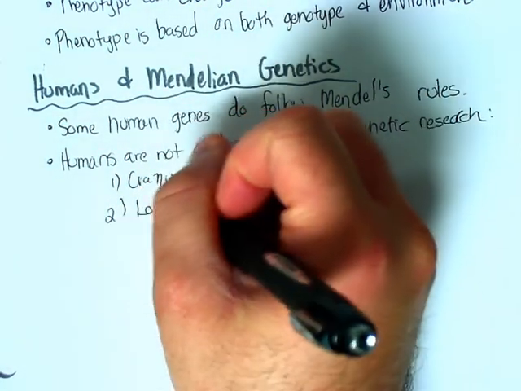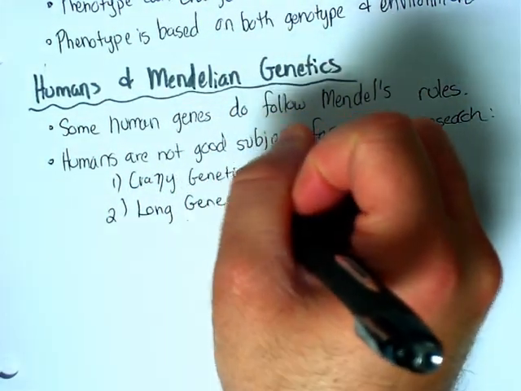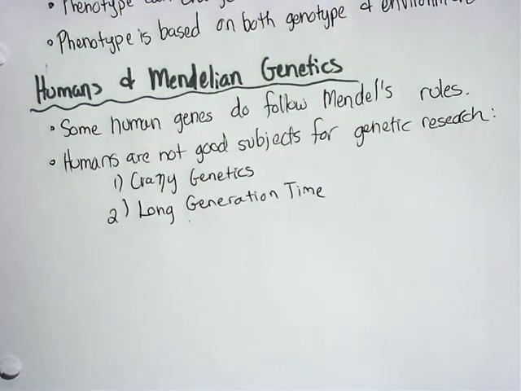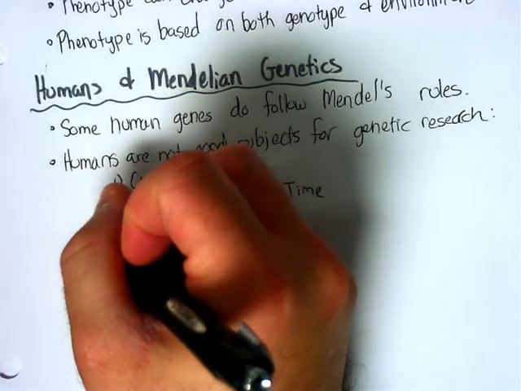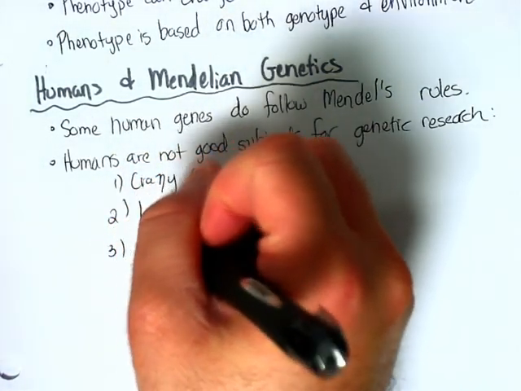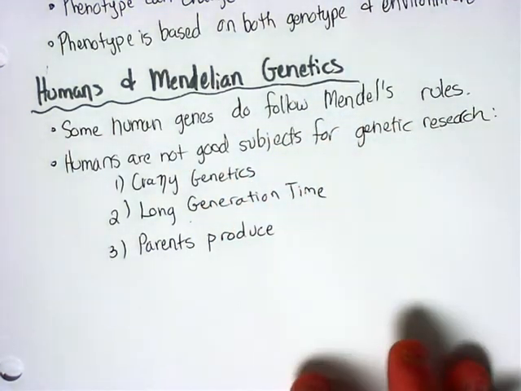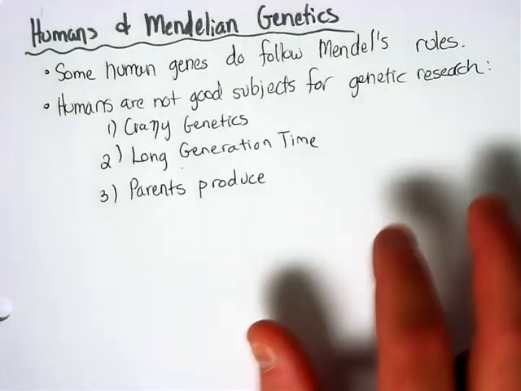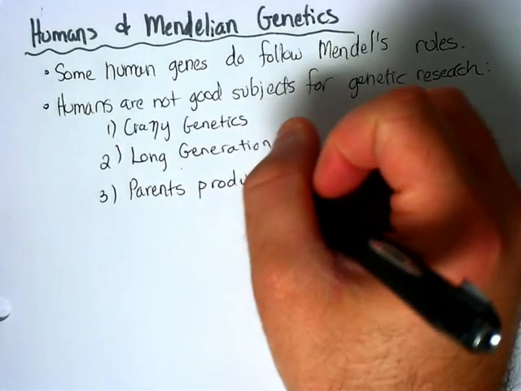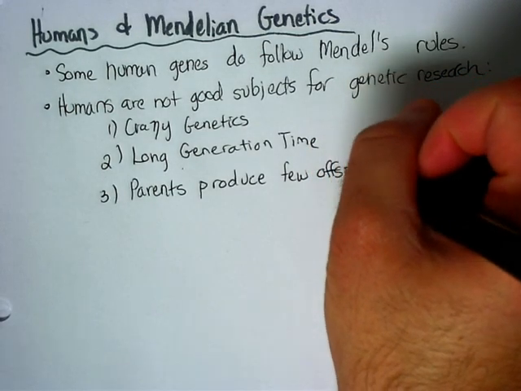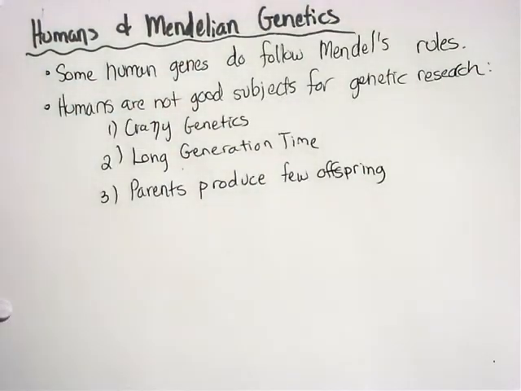We have a long generation time. From when we're born to when we have children isn't like a couple of days. It's a couple of decades. Mendel used the pea plants. When you have one pea plant and another pea plant mating, you can produce tons of offspring. But of course, in humans, parents produce very few offspring. I think the max production is like 8 babies, right?